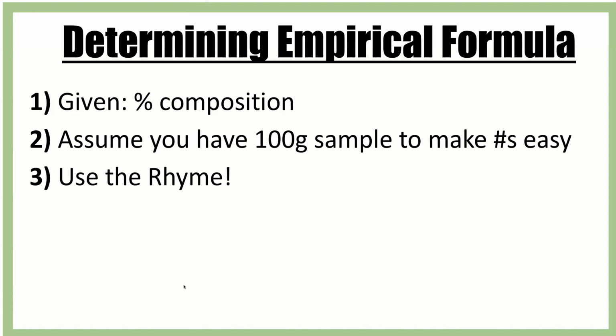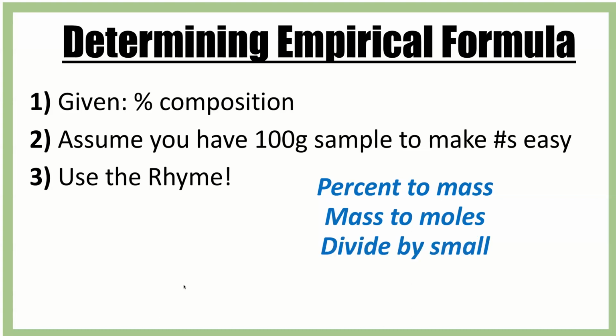You ready for it? Here goes. Percent to mass, mass to mole, divide by small, multiply till whole. It's a great rhyme. You need to memorize this rhyme. Percent to mass, mass to moles, divide by small, multiply till whole. Some may call it a poem. I've always called it a rhyme. Yeah, tomato, tomato. You pick which one you want to call it.